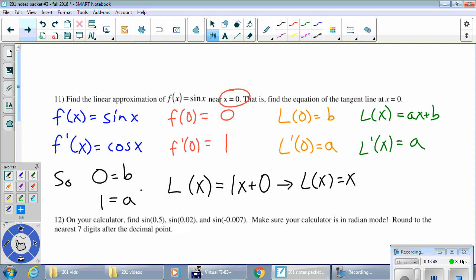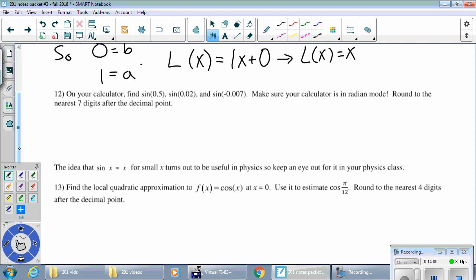So what does that mean? It means that near x equals 0, the sine curve is approximated pretty well by just the 45 degree line y equals x. So on the calculator, it says we're going to find these sine values. Again, make sure you're in radian mode.